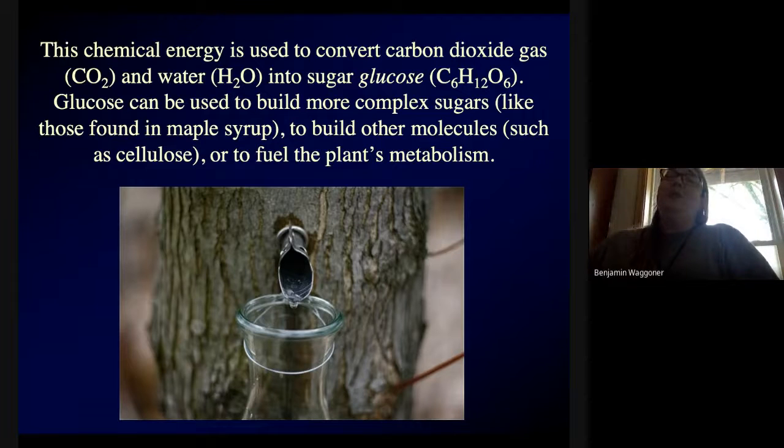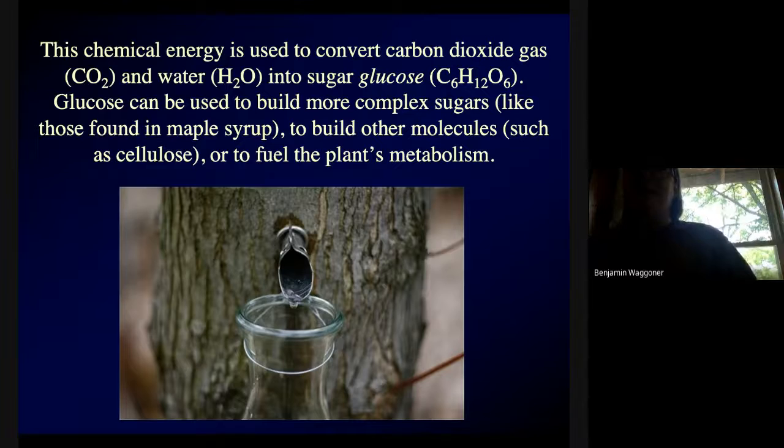Well, the sweet sap is rich in sugar, notably the sugar glucose. And you can use glucose to build more complicated sugars. You can use it to build other molecules, or you can use it to run the plant's metabolism. And glucose comes from the combination of carbon dioxide gas and water using solar energy to make it all happen.